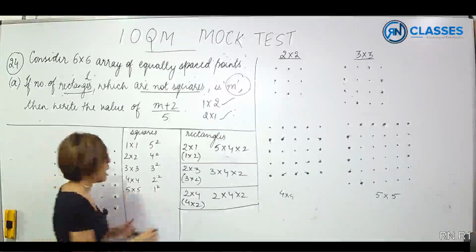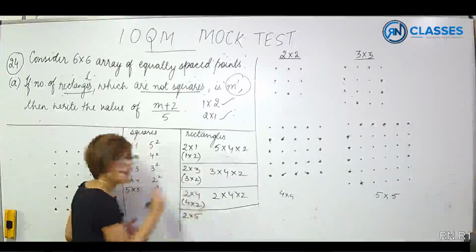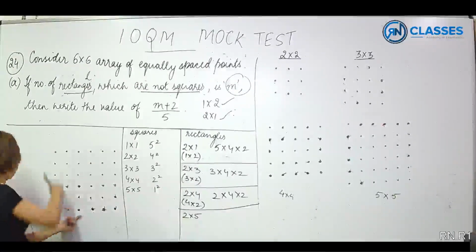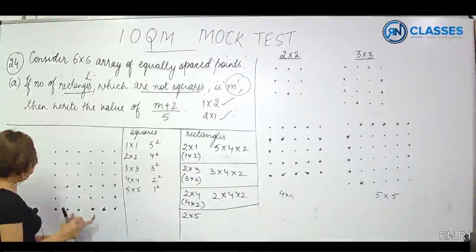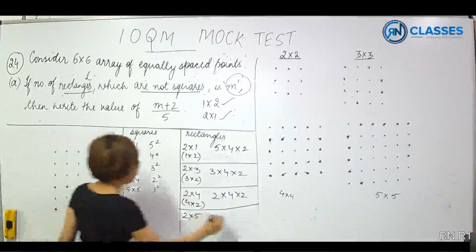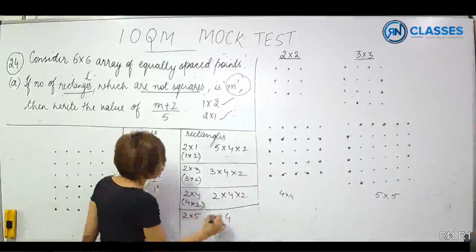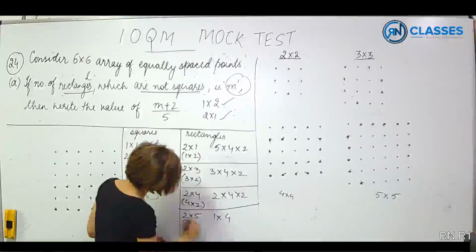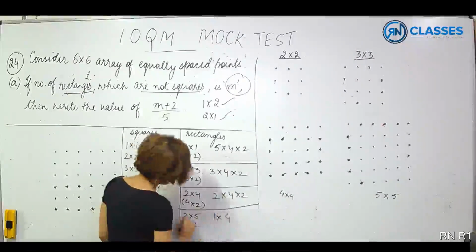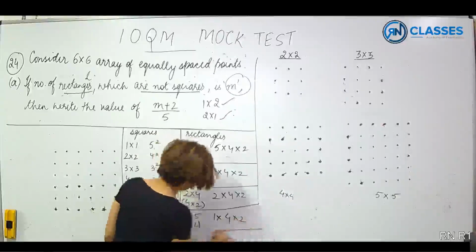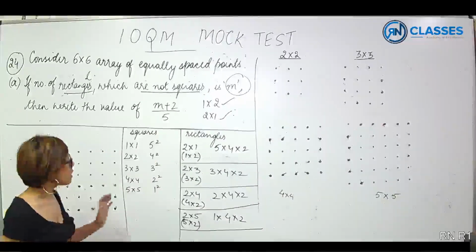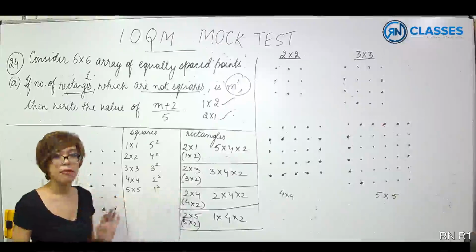Done? Then I'll take 2 into 5. Right? 2 into 5. So 1, 2, 3, 4. 4, and obviously just 1 I am having, so I'll write it for the sake of it, 1 into 4. And again 5 into 2, if I need to count, that would be into 2. Done? So I've exhausted all those cases where 2 is the length, right?